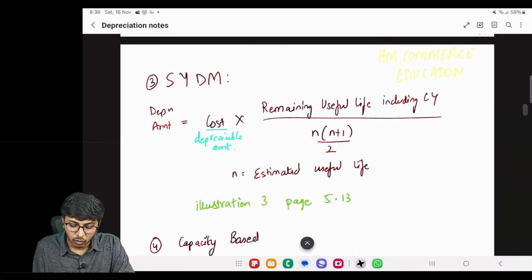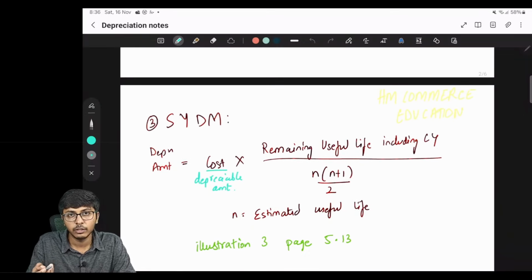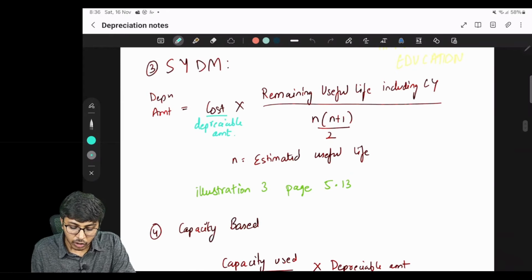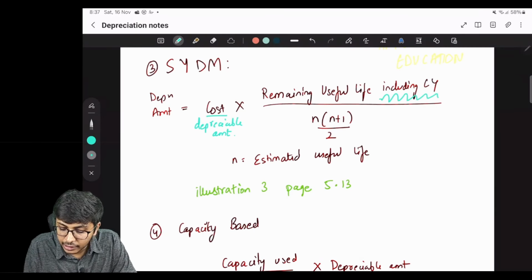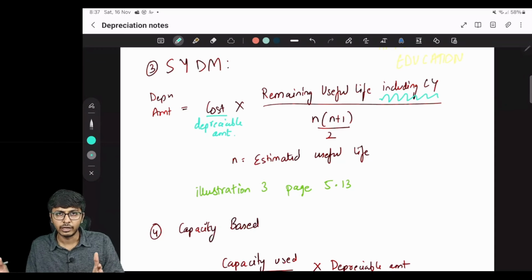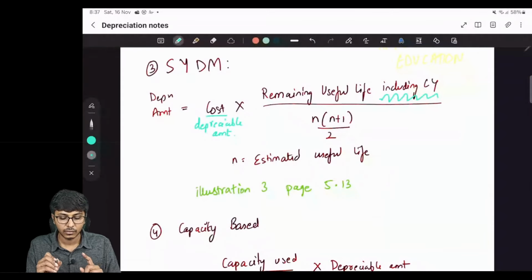Now how to find the depreciation amount, that is, how much depreciation you need to provide each year? Whatever is the depreciable amount, after reducing the scrap value, multiply that by the remaining useful life including the current year. So in the first year, the remaining useful life is not 9 years. Suppose the asset has a 10-year useful life; after 1 year, the remaining useful life is 9 years, correct? Simple. But you will write 10 here, because the remaining useful life including the current year, the first year, is 10.